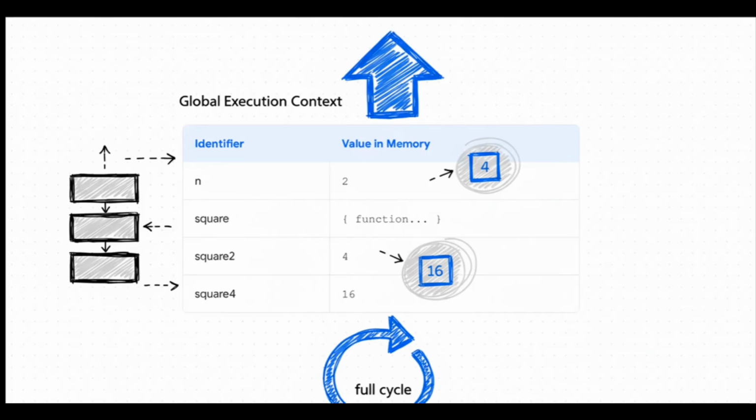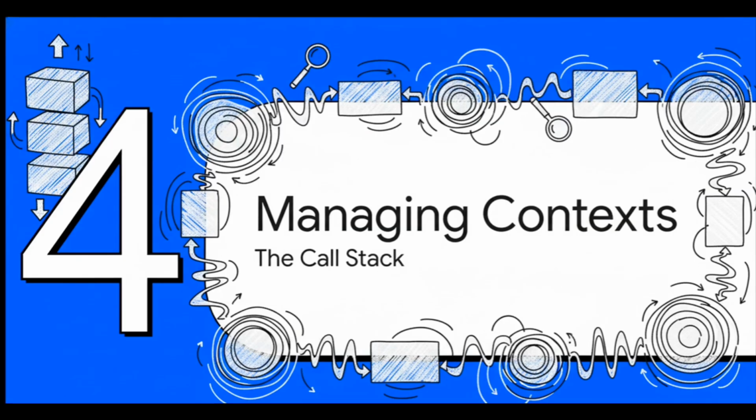Control goes right back to the global execution context, and that value 4 that we just returned gets assigned to our square2 variable. Then the exact same process kicks off all over again for square 4. A new context gets created, it runs, it returns 16, it gets deleted, and that final value is stored in square 4.